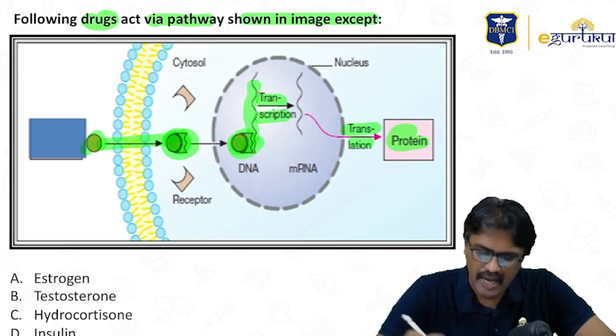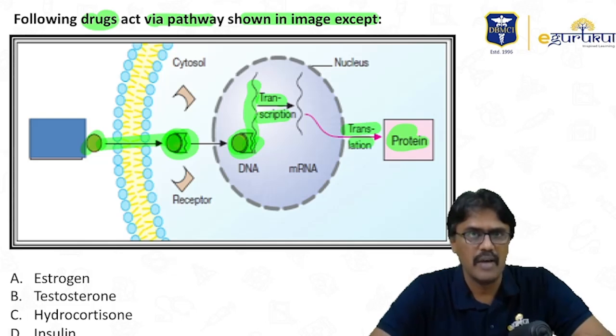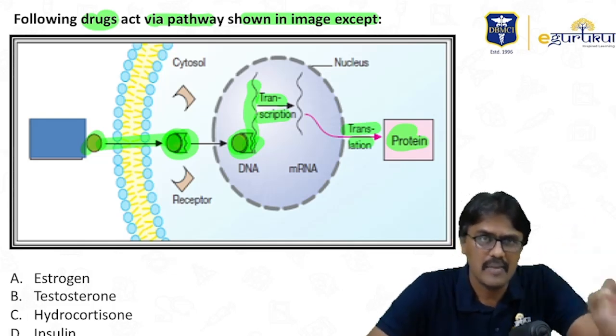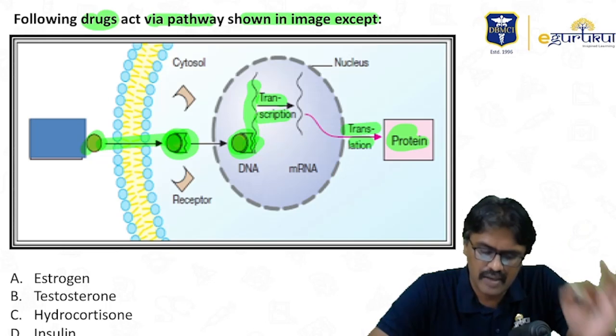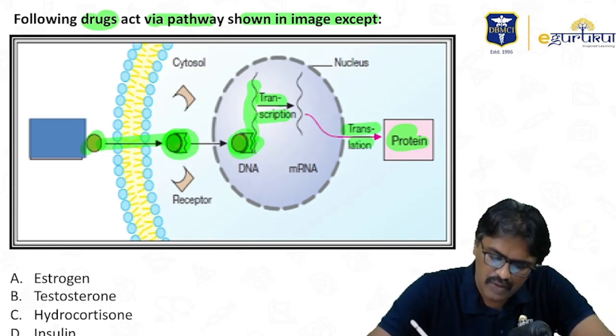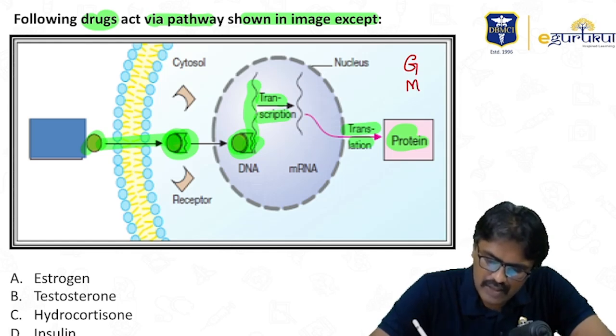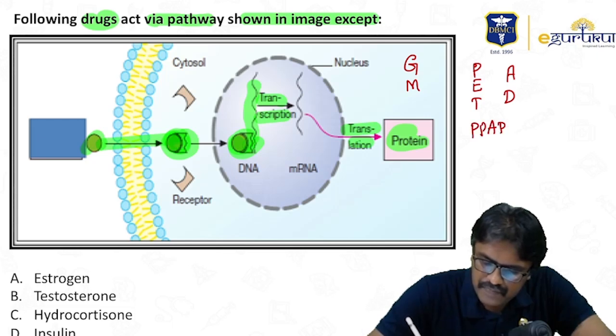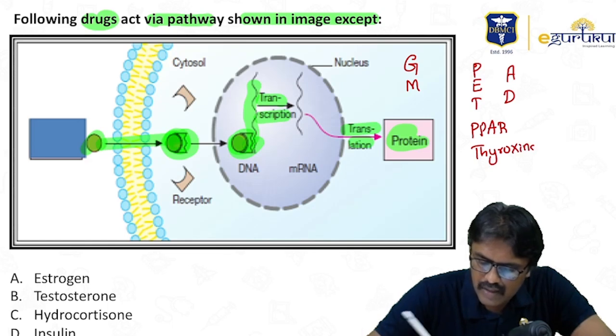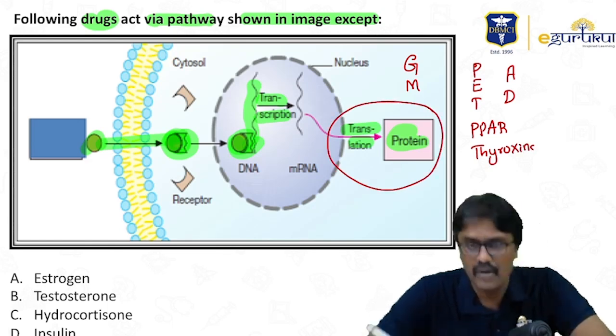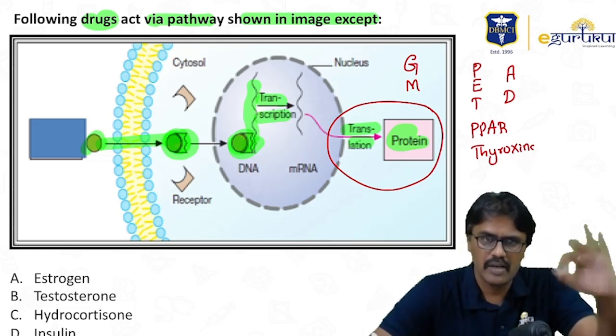So these drugs which act like this belong to a receptor family called the nuclear receptor superfamily. Now what are the drugs which act through this receptor? You know that the glucocorticoids, the mineralocorticoids, the sex steroids such as progesterone, estrogen, testosterone, and also vitamins such as vitamin A, vitamin D, and PPAR, and also the thyroxine. So these are the ones which act through the nuclear receptor. Ultimately they are responsible for either synthesizing a protein or inhibiting a protein.